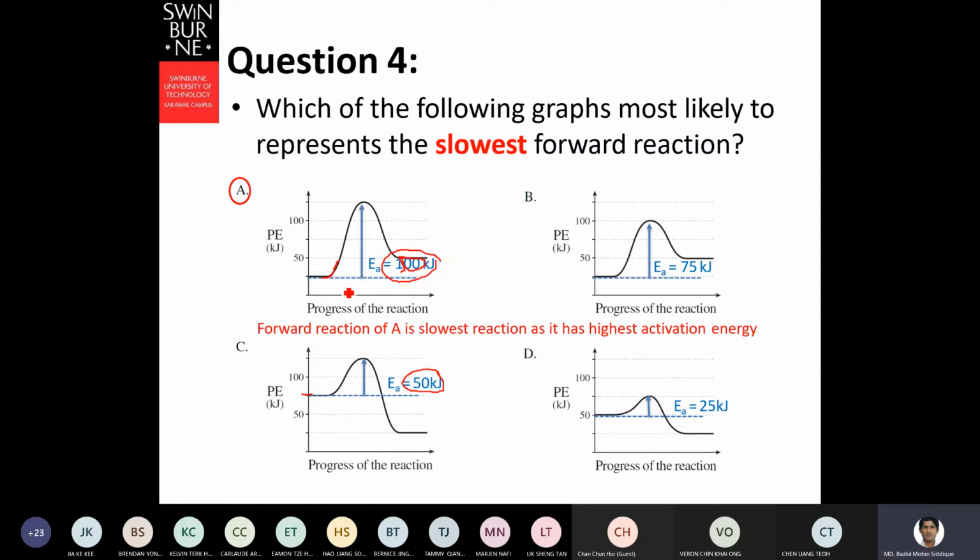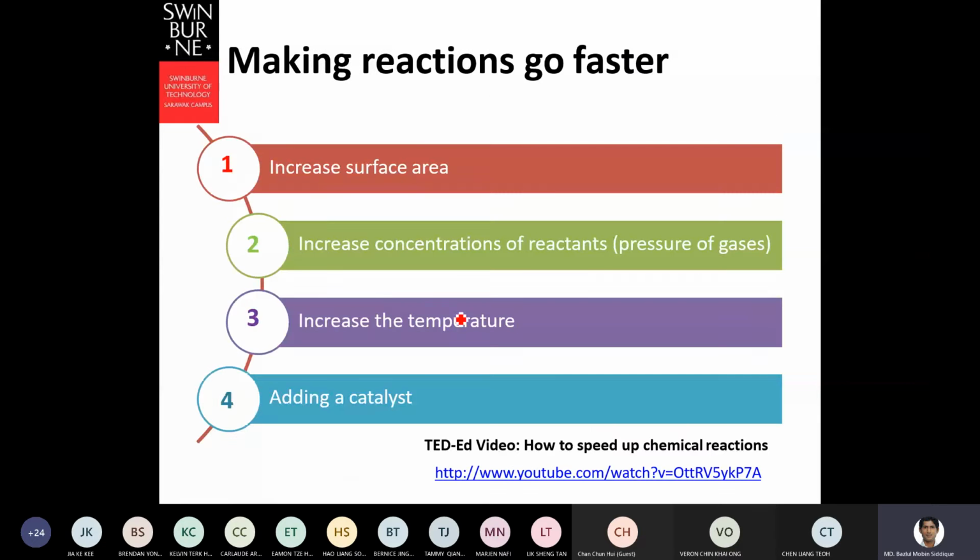So one thing that we learned is that activation energy is a factor that can slow down a reaction. It is one of the factors that will make a reaction occur faster or slower. But there are 4 considerations to make for a reaction to go fast or slow. One is the surface area. All right, so what is surface area?